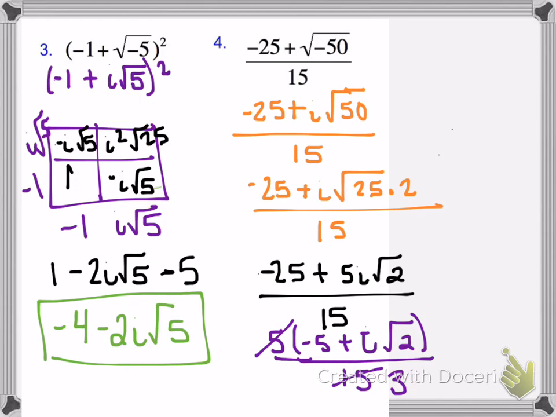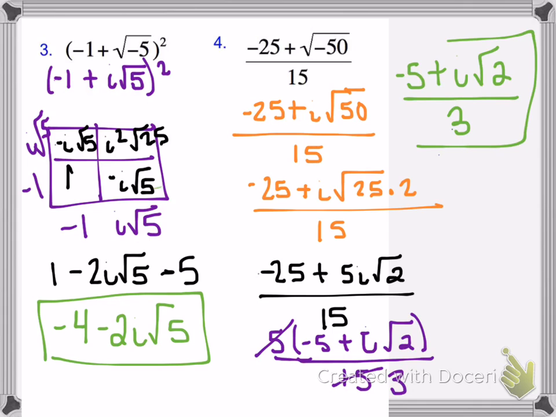So my final answer is going to say this. I'm going to write it in the upper right-hand corner where I have a little bit more room. Negative 5 plus i times the square root of 2 divided by 3. This right here in green is my final answer.